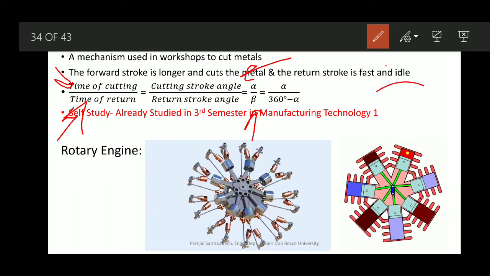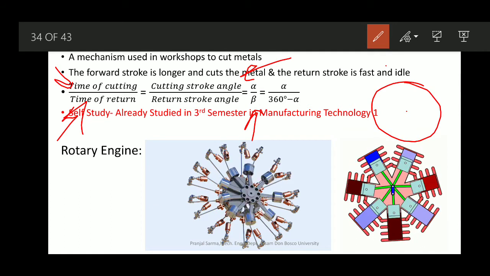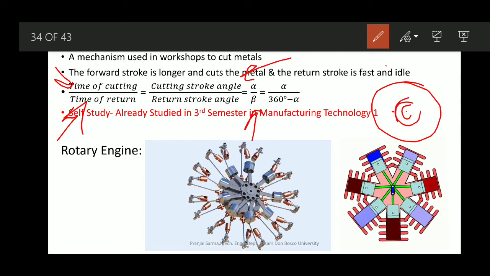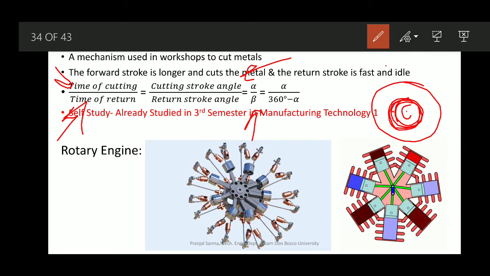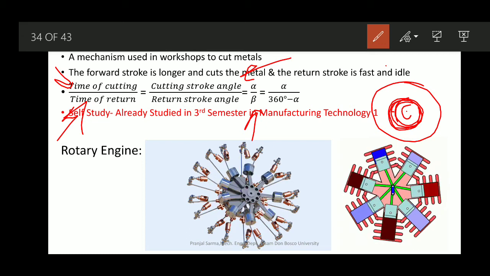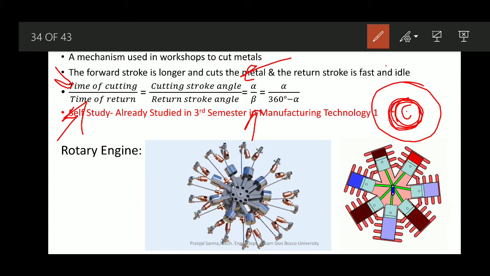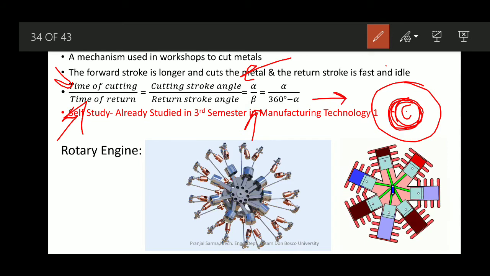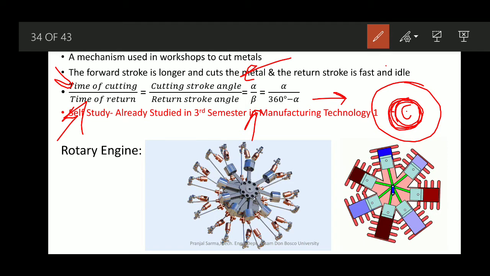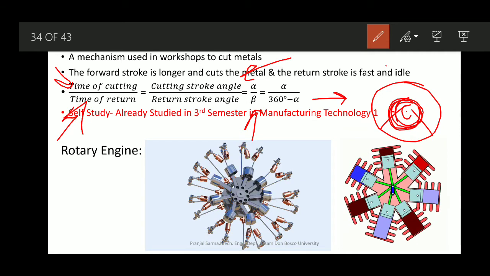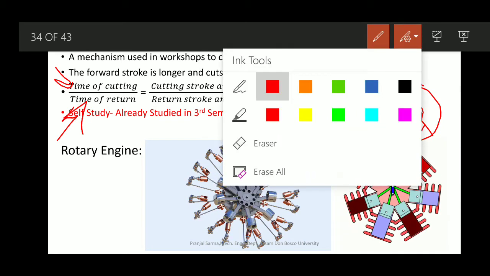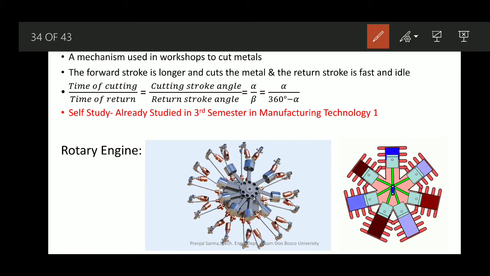Now at this particular center, we already know 360 degrees is the angle swept in a complete revolution. If the cutting stroke angle is alpha and the return stroke angle is beta, then we can write beta equal to 360 degrees minus alpha. If this is one angle, this is the other angle. Like that. Next is the rotary engine.